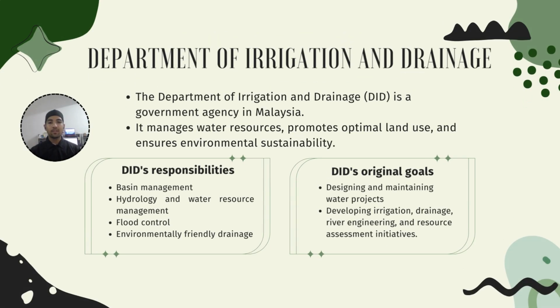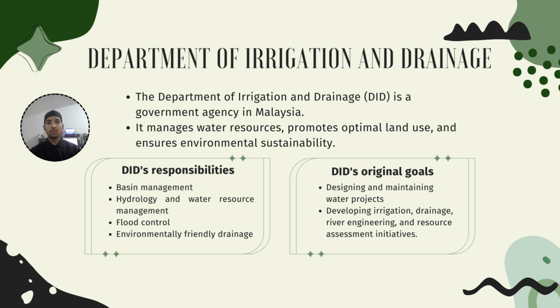Okay, next, Department of Irrigation and Drainage. The Department of Irrigation and Drainage is a government agency that works to effectively manage water resources, encourage the best use of land, and maintain environmental sustainability for the country of Malaysia. In addition, the DID is in charge of basin management, hydrology and water resource management, flood control, and environmentally friendly drainage. The DID's original primary goals include design projects pertaining to water utilization, including maintenance and upkeep of this project, as well as development initiatives in the field of irrigation, drainage, river engineering, and resource assessment.